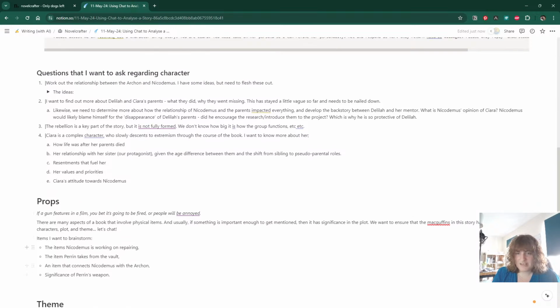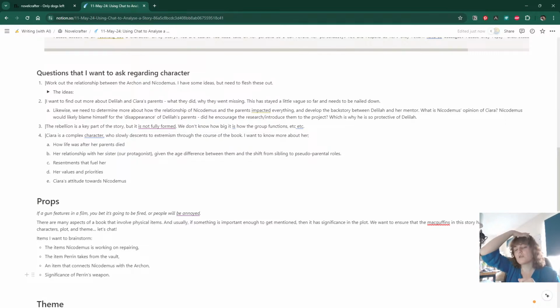Props. If you've got a film and you've got a gun in it, if nothing happens with the gun, people are going to get annoyed. There are a lot of aspects in a book that cover physical items, and usually, if it's important enough to even get mentioned, then it's important enough to have significance in the plot. You don't mention the knife and fork a character has when they're eating, unless that fork later gets stabbed into someone's eye, or is used to, I don't know, pick a lock or something. So we want to ensure that the MacGuffins in the story have significance to the characters, plot, theme.